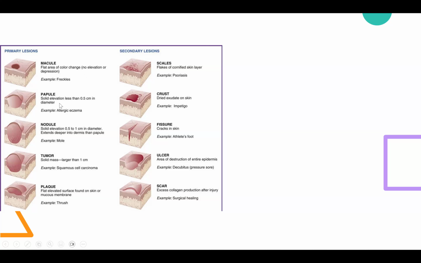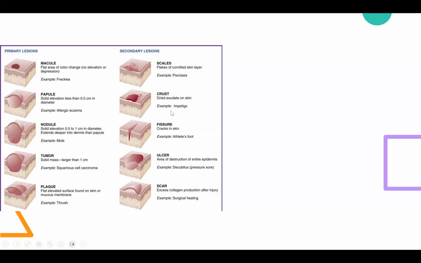A papule is a solid elevation that is less than 0.5 centimeter. If it is more than 0.5 centimeter, we call it a nodule. And if it is more than 1 centimeter, we call it a tumor. A plaque is a mixture of macule and papule; it is elevated, but it has a flat surface. Scales are flakes of cornified skin layer, and crust is a dried exudate on the skin.